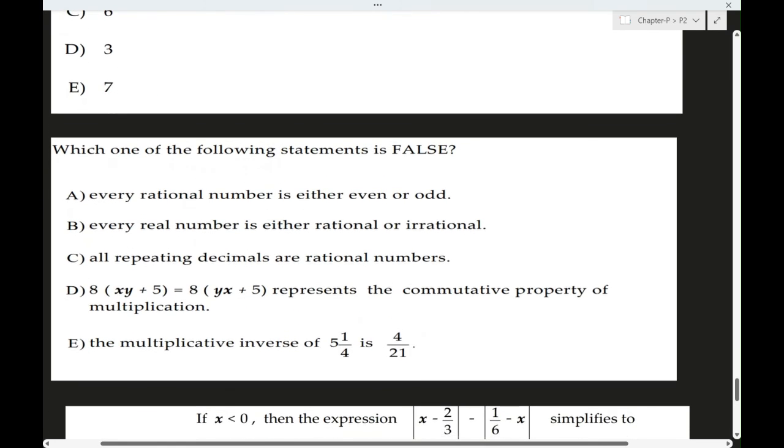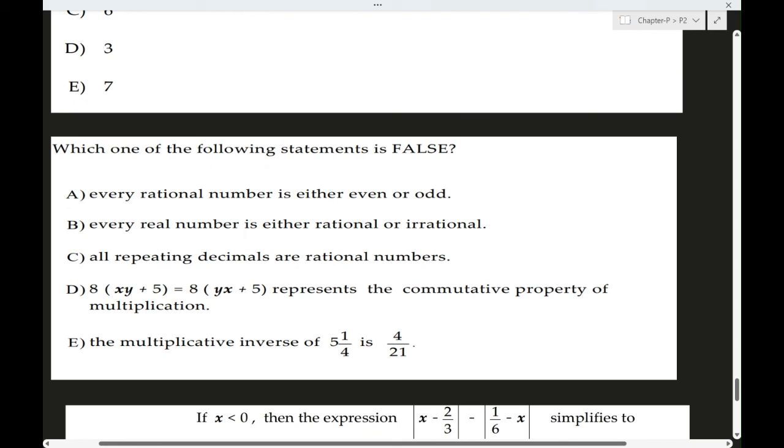All right, let's discuss this one. Which of the following statements is false?